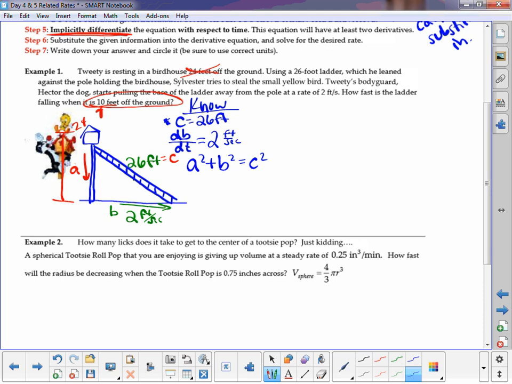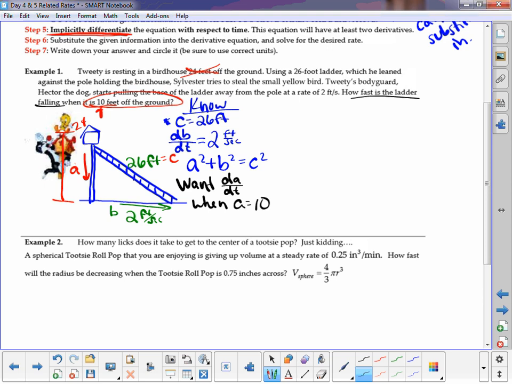So let's take a look at what we want. What are they asking for? We want to know how fast the ladder is falling. What would that be in terms of our picture? Yeah, dA/dt. I want to know the rate at which A is changing. I want to know dA/dt specifically when it is 10 feet off the ground. So what would that value be? Yeah, specifically when A is 10. Okay, so we're taking a snapshot in time. We're pausing at the moment that A is 10, and we're going to figure out what our rate is. Questions on where any of this came from?